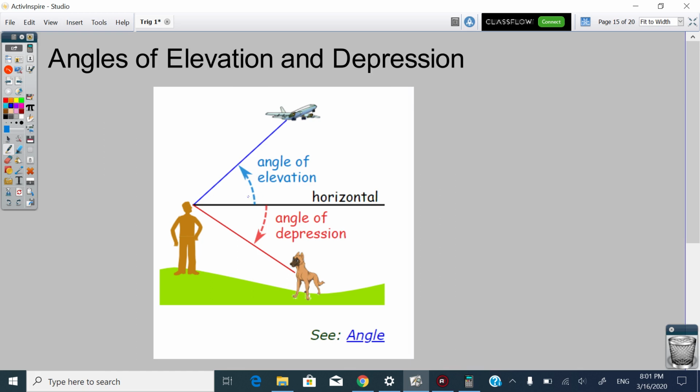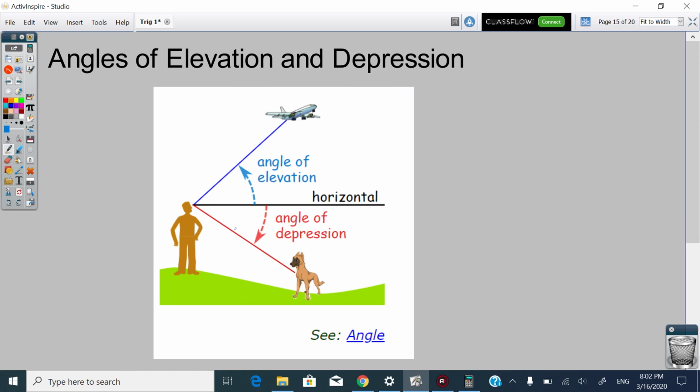Now let's say that this man wants to look at this dog. His line of sight is originally on the horizontal, and the man dips his head so that his line of sight catches the dog. In this case, we say that the angle by which the man dipped his head is the angle of depression.